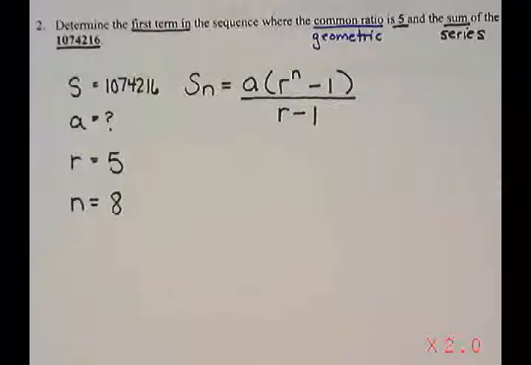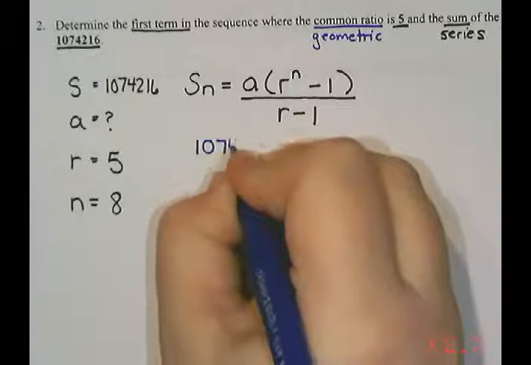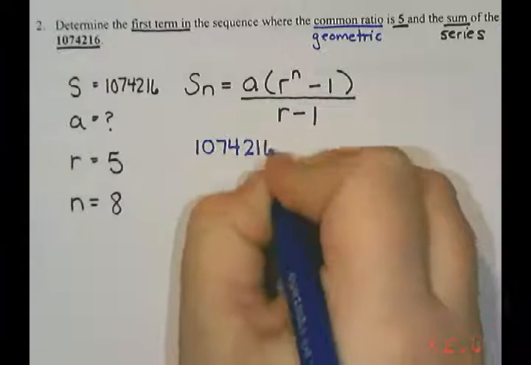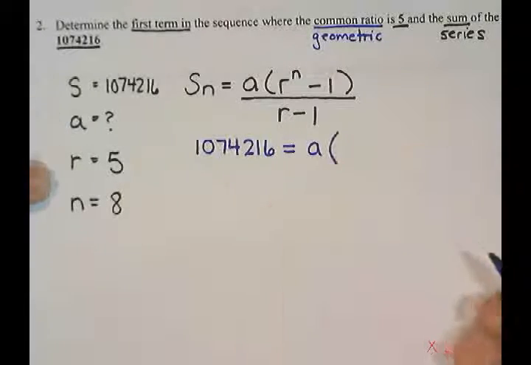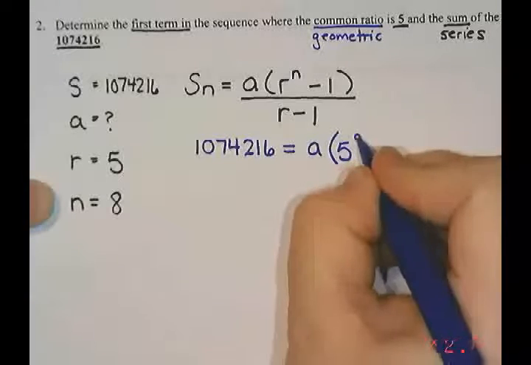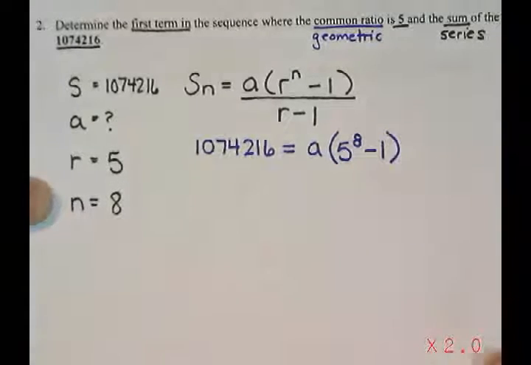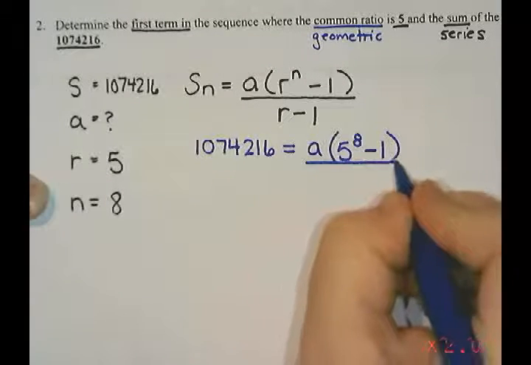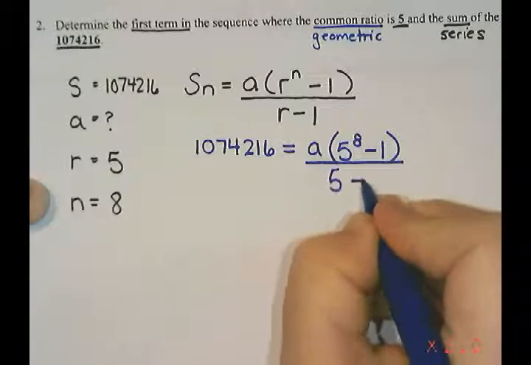So we're going to take all of those numbers and substitute them into the formula and then solve. So we have 1,074,216. That's my S. I do not know what A is. R is 5 to the power of 8. And then that take away 1 is not a part of the exponent. And then in the denominator, it's R again. So 5 take away 1.